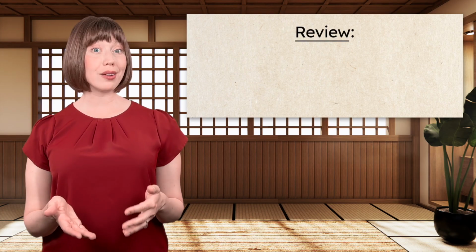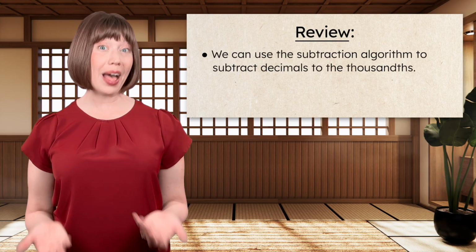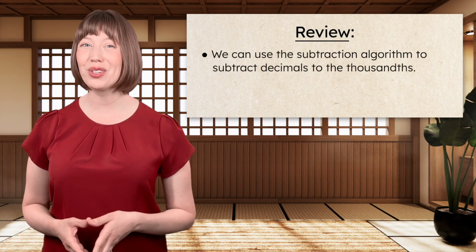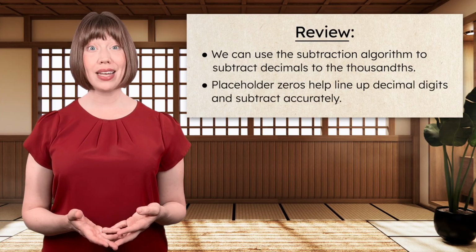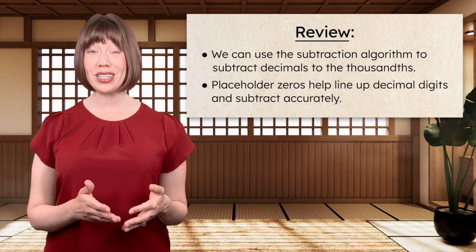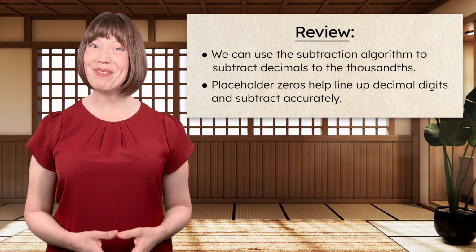So, what have we learned today? We learned that we can use the subtraction algorithm to subtract decimals to the thousandths, and placeholder zeros help line up decimal digits and subtract accurately.